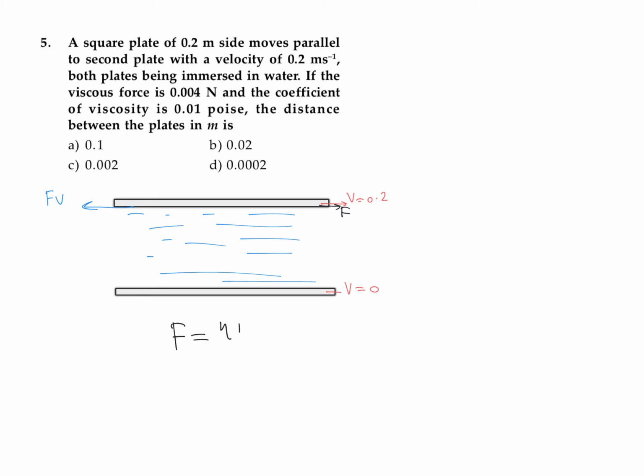So we are applying a force which is equal to the viscous force, and we know the equation for viscous force is F equal to eta into A into dV divided by dx. And we need to find out the value of the distance between the plates, that is dx. So we can write dx is equal to eta into A into dV divided by F.